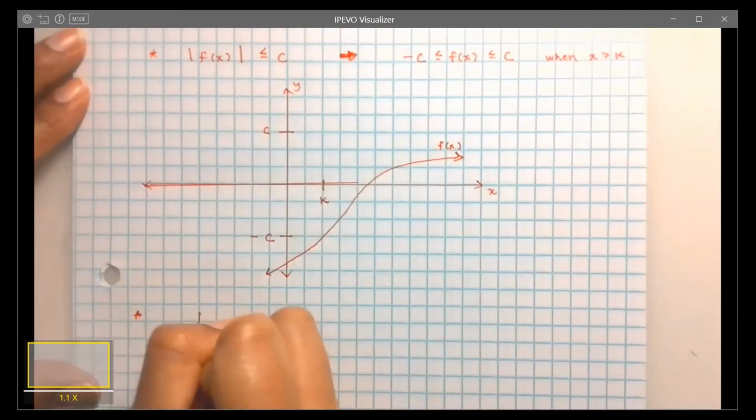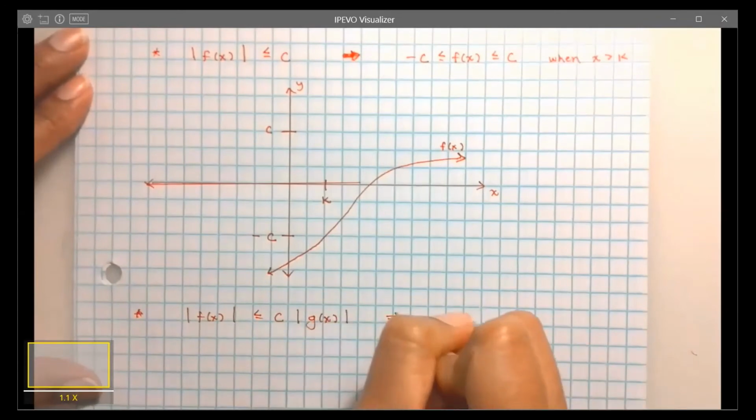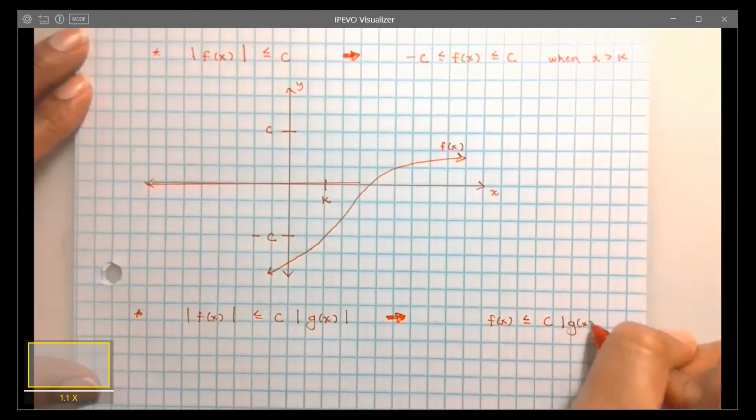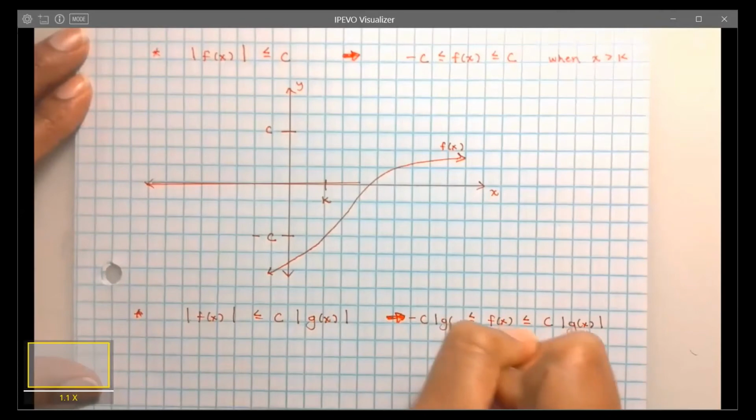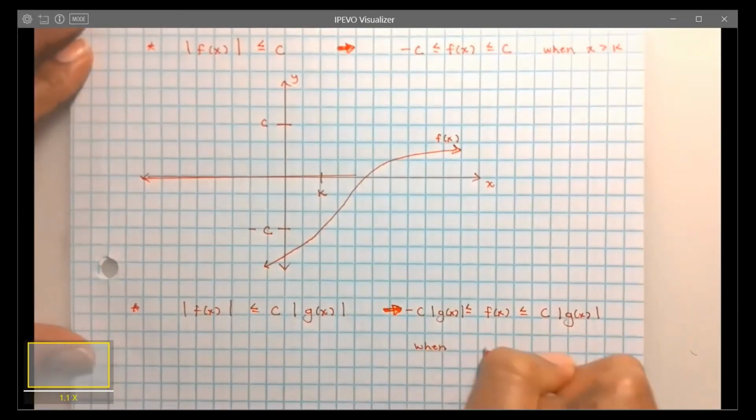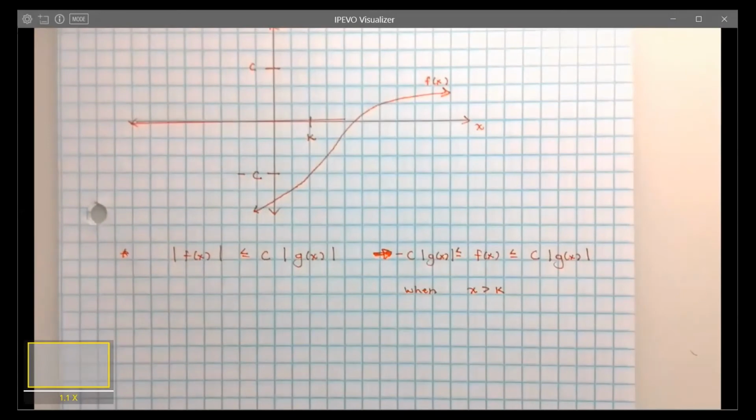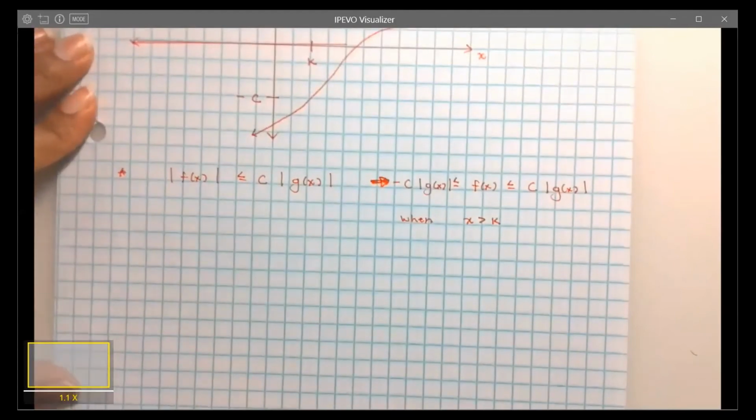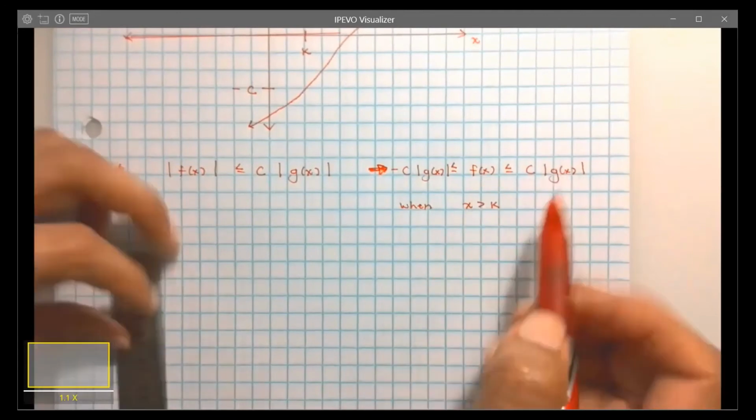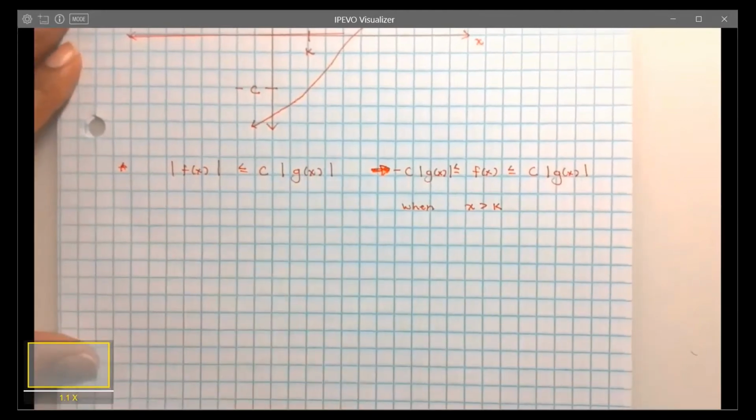Considering that idea now, if we have the absolute value of f of x is less than or equal to a constant times the absolute value of g of x, that means that f of x has to be bounded above by a constant times the absolute value of g of x, and below by the negative of that constant times the absolute value of g of x. And they do say whenever x is greater than k. So what that means is that we want to find some function that is always going to have a greater value than f of x for x greater than k, or a constant multiple of that value. I think it's probably better if I show you this with a graphing calculator.